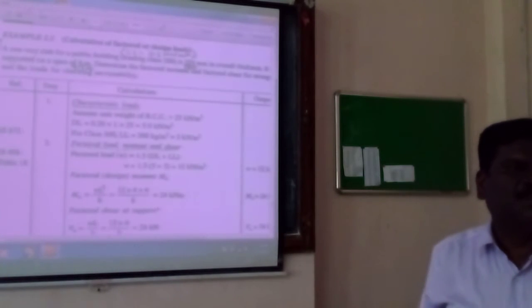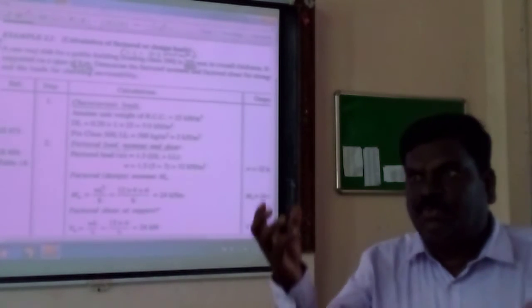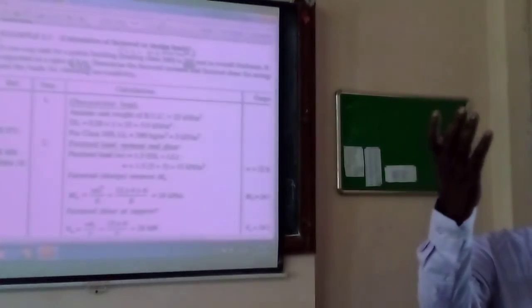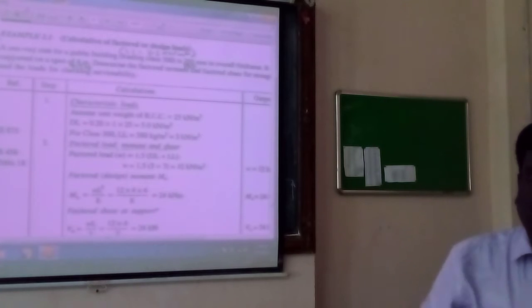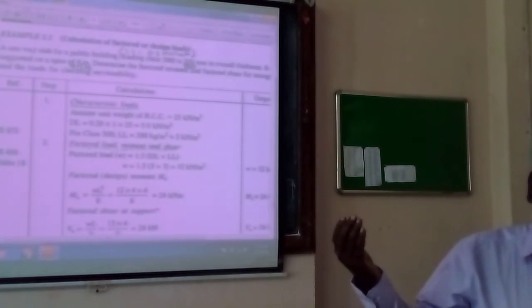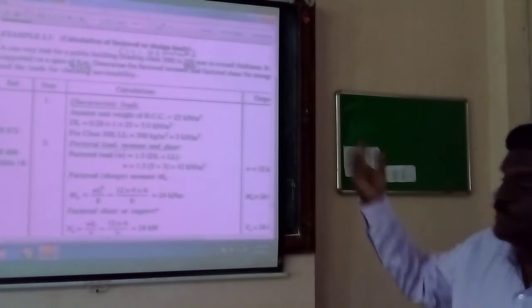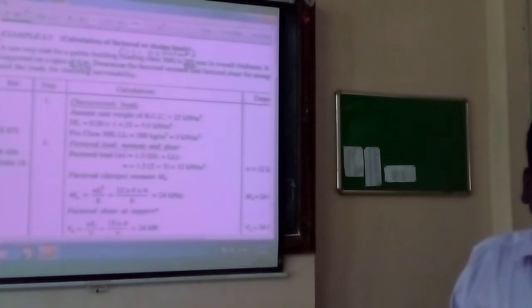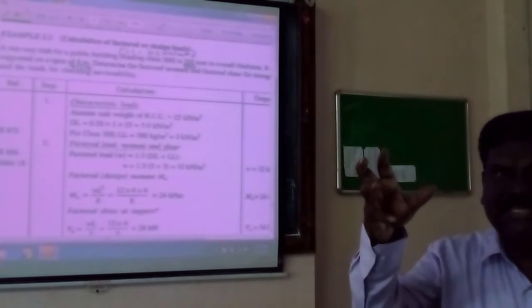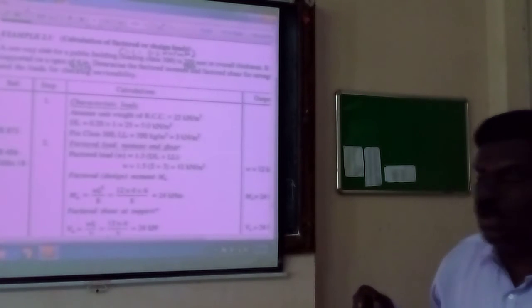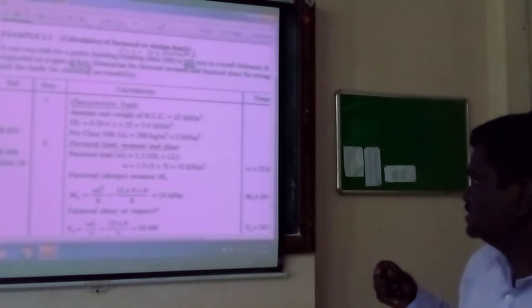For a simply supported beam, what is the bending moment? Bending moment is maximum at the mid span, whose value is WL square by 8. We know that. So write down WL square by 8. So 12 into the span, which is given as 4.5 in the problem, 4.5 square. 12 into 4.5 square divided by 8. Okay, 12 into 4.5 square divided by 8 is equal to how much are you getting?